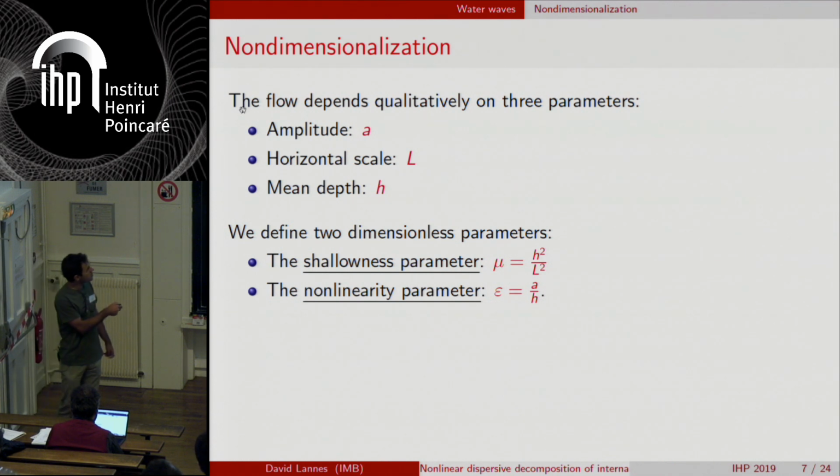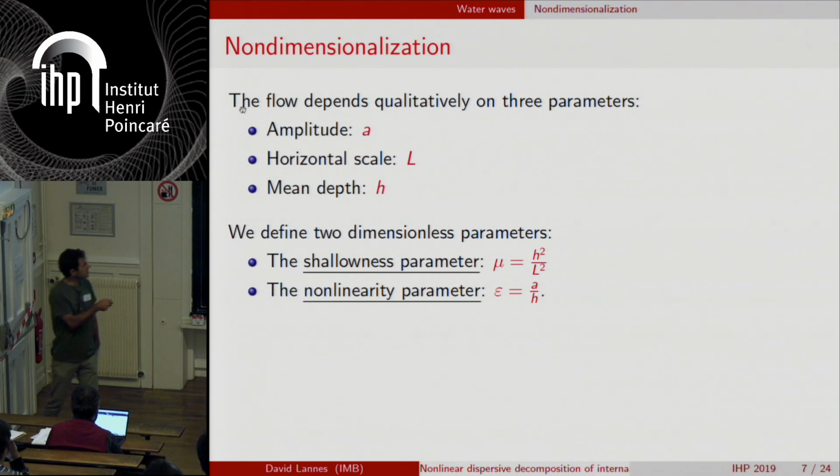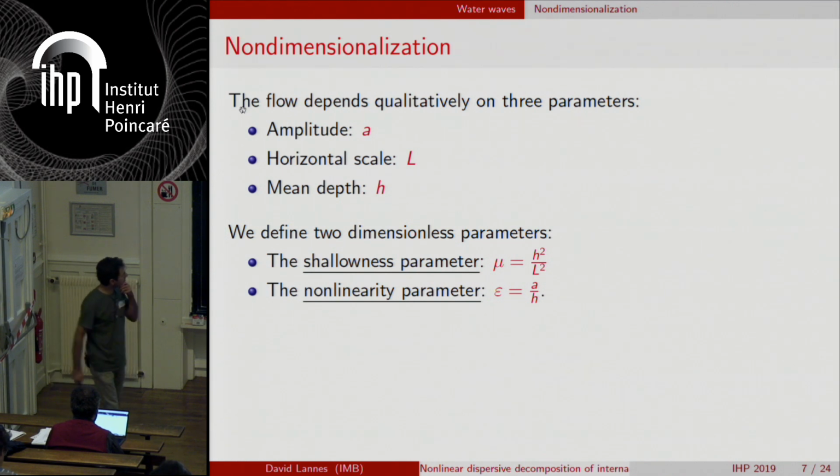And another parameter, which is epsilon, which is the ratio of the amplitude of the wave over the depth. So this is never too big. It cannot be big because the waves break before the amplitude is larger than the depth, but it can be small, okay, or not.